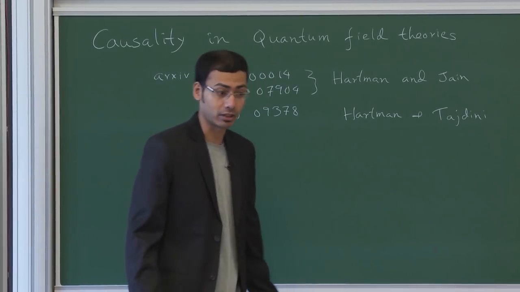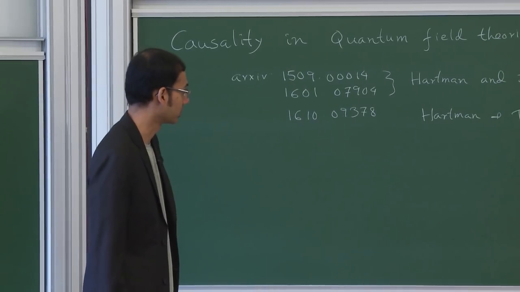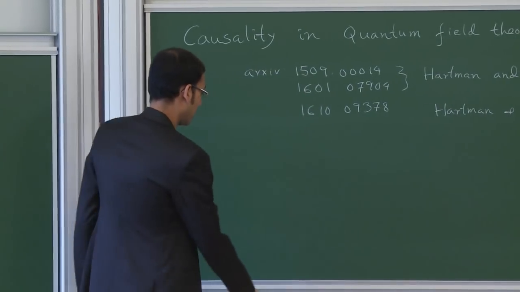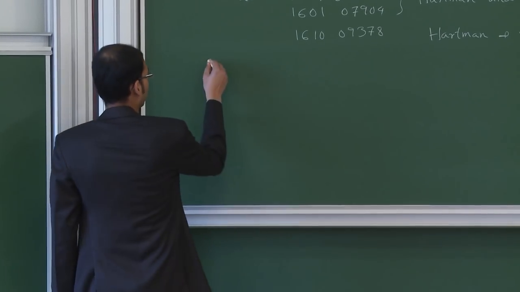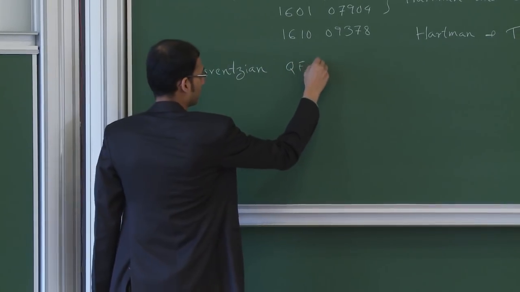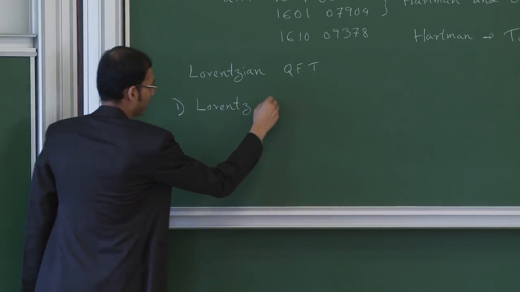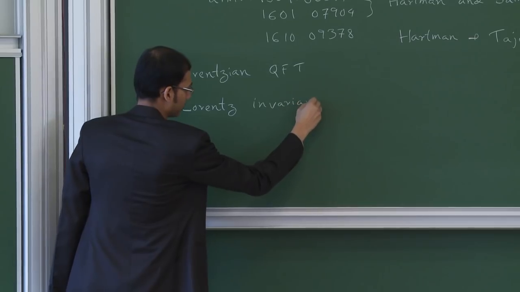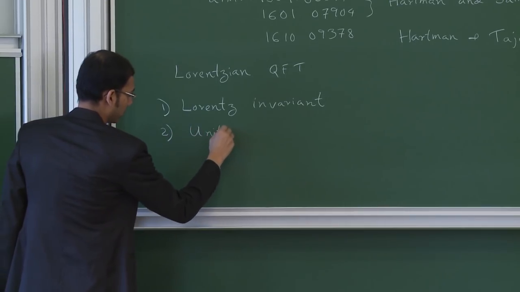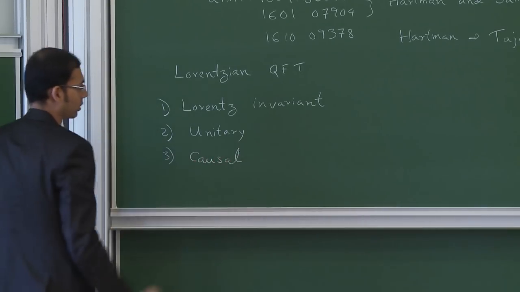Quantum field theories are an integral part of our lives, and they have certain properties. For example, if somebody gives me a Lorentzian quantum field theory, it should have a few properties. First of all, obviously, it has to be Lorentz invariant. Secondly, it should be unitary, and also it should be causal.